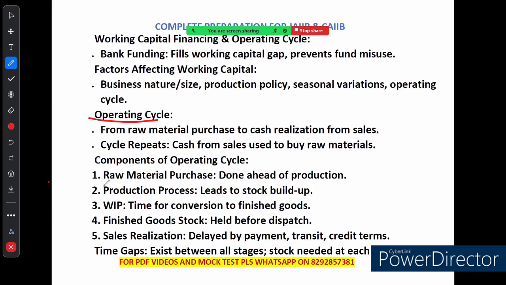Here is how it works. First of all, you purchase the raw material. The material goes through production, turning into a product. The products are sold, but cash may not come in right away due to payment delays or credit terms. The cycle repeats.